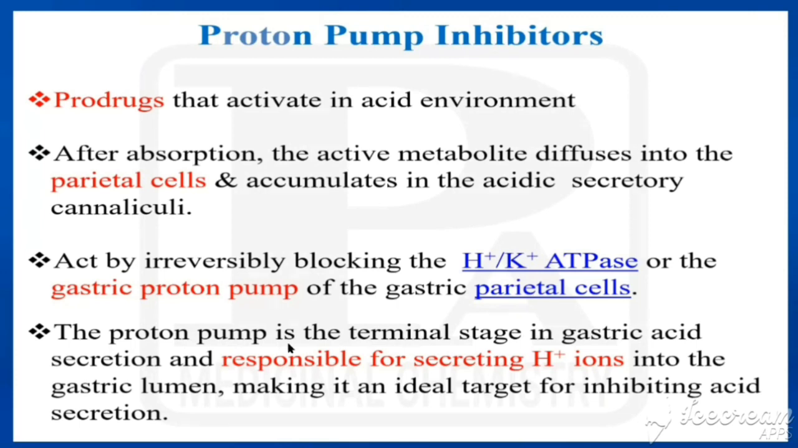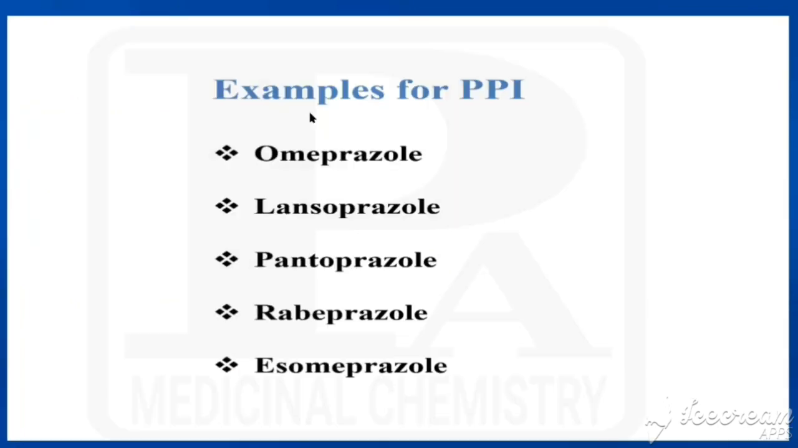So what is the proton pump? That is the terminal, last stage in gastric acid secretion, responsible for secreting H+ ions into the gastric lumen, and this is the ideal target for inhibiting acid secretion. So what are proton pump inhibitors? They inhibit the proton pump, that is H+/K+ ATPase. How is the inhibition? It is irreversible inhibition. Where is the proton pump? It is present in gastric parietal cells. Now we'll see the examples of proton pump inhibitors. They are omeprazole, lansoprazole, pantoprazole, rabeprazole and esomeprazole.